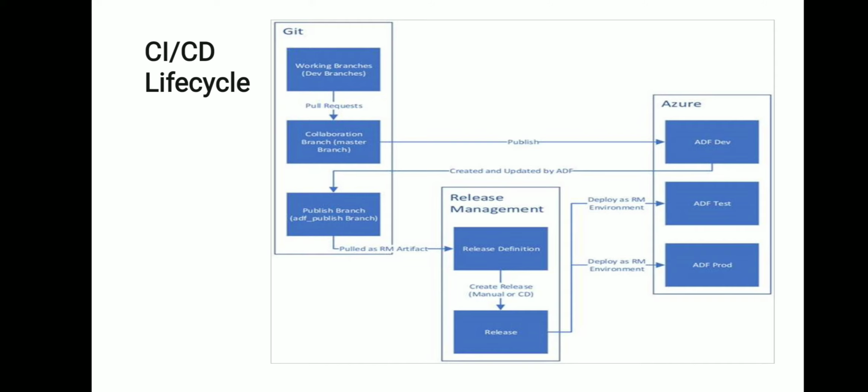And the third step is once the developer is satisfied with their changes, they create a pull request from their feature branch to the master or collaboration branch to get their changes reviewed by peers. And the fourth step is after a pull request is approved and changes are merged in the master branch, the changes get published to the development factory. And when the team is ready to deploy the changes to a test or UAT factory, the team goes to their Azure Pipelines release and deploys the desired version of the development factory to UAT.